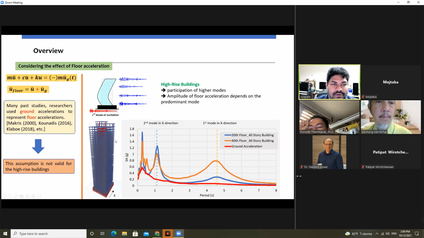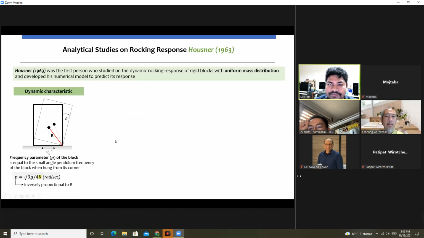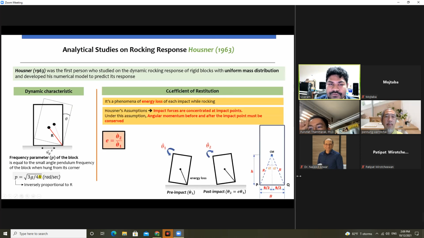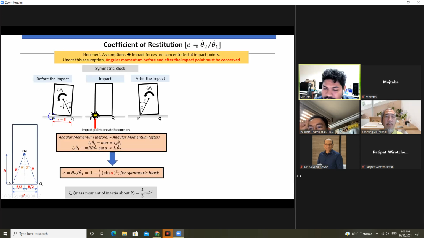Then we'll go for the analytical model. When he derived it, he put in a parameter, the second one, the coefficient of restitution. The coefficient of restitution represents energy loss. Each time it rocks, there is some energy loss. The coefficient of restitution is defined by angular velocity. This is the proof of the coefficient of restitution for a symmetrical block.